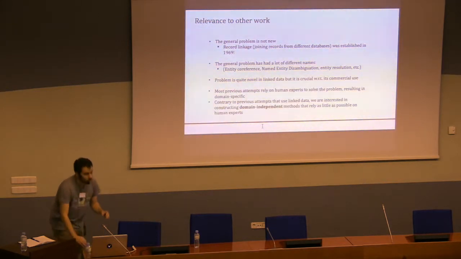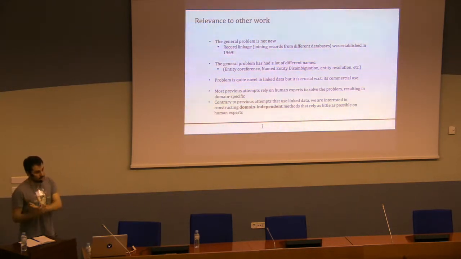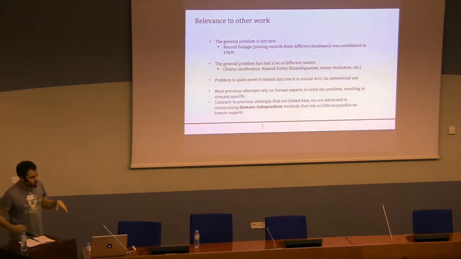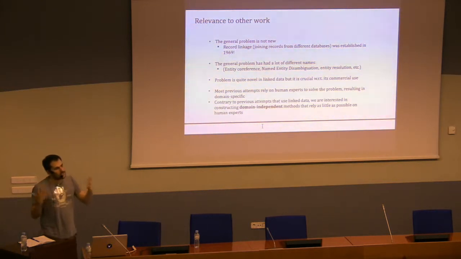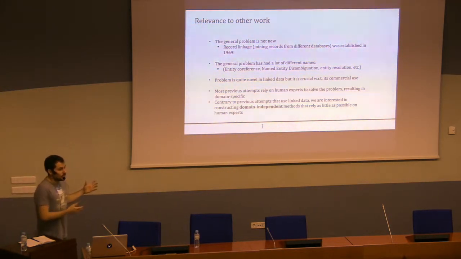So, moving on to the relevance to other work, I have to say that the general problem of what I'm talking about is definitely not new. Record linkage, which is kindly connected to what I'm talking about, is older than most people in this room. It was introduced in 1969. And of course, it was about datasets, which is quite different. And that's the thing. The general problem has also different names, like entity coreference, named entity disambiguation, entity resolution. But the thing is that all these things are different variations of connecting or disambiguating between two entities and understanding whether they are the same or different. Especially in the domain of linked data, this is quite new because linked data is quite new itself.